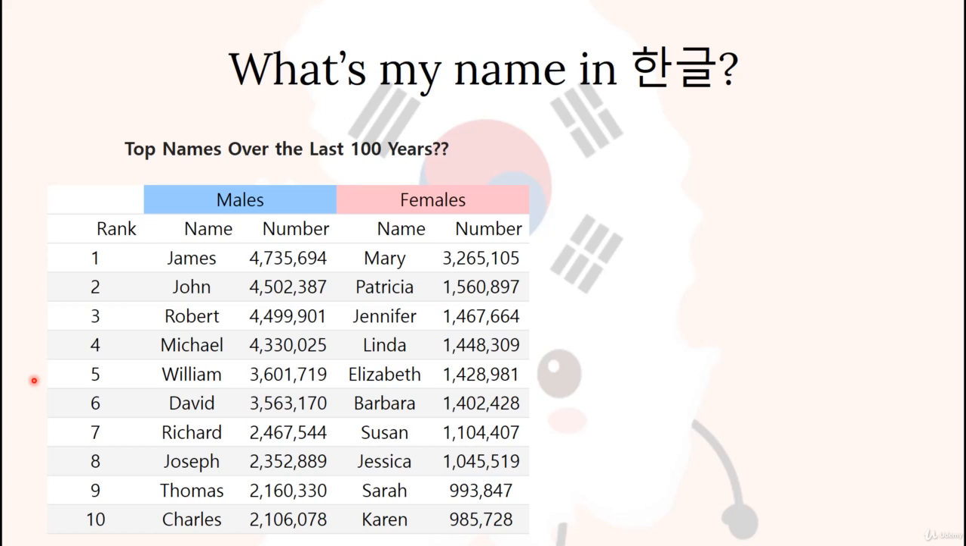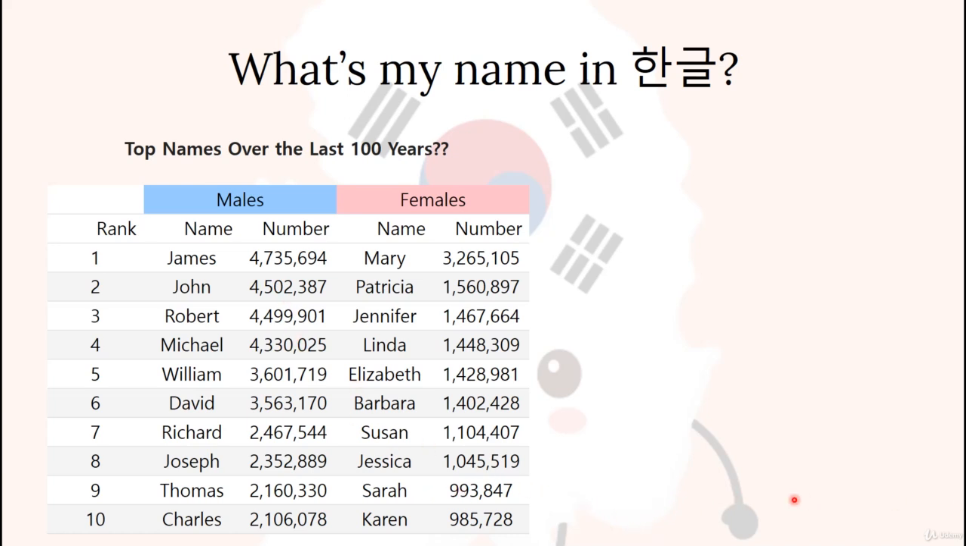Before we move on, I did a little bit of research, and I found the top names over the last 100 years. This is based on the United States. I don't know about Europe or other countries, but since I lived there for quite a few years, I found this data. Interestingly enough, I just picked ranks 1 to 10. I didn't pick the names, it was just charted like this.